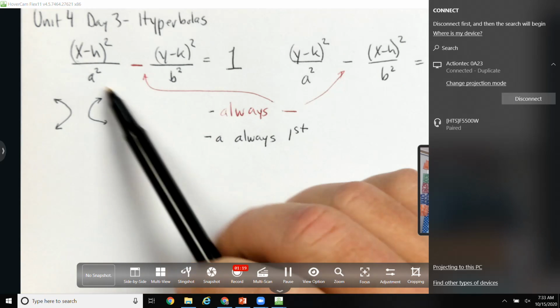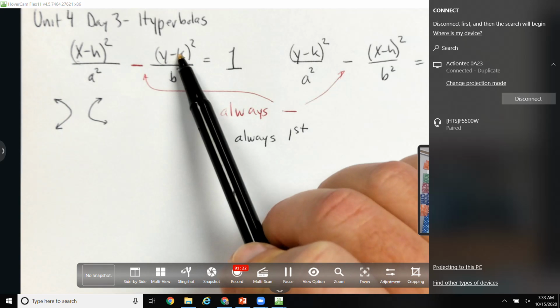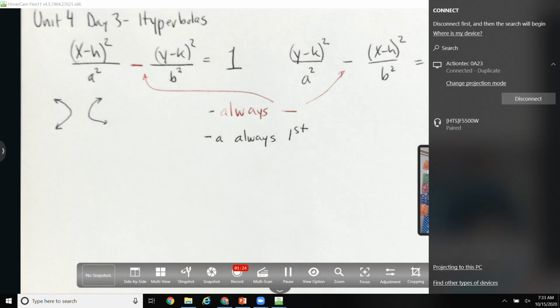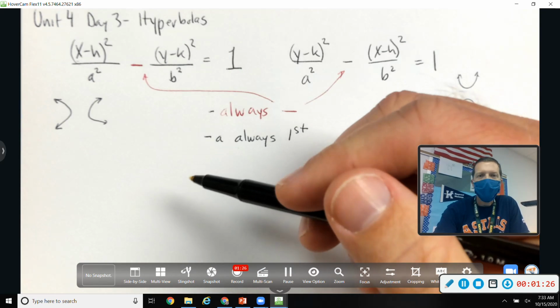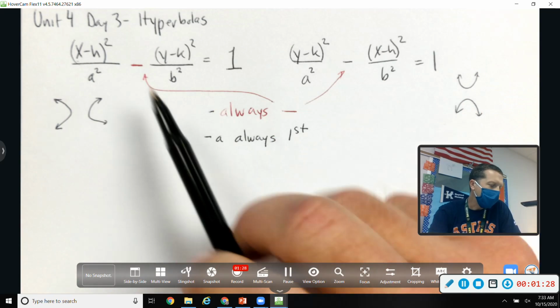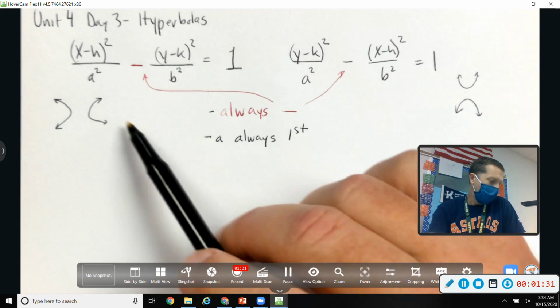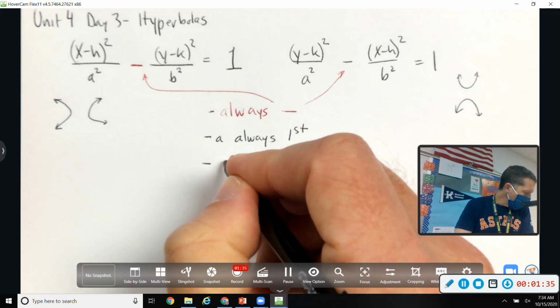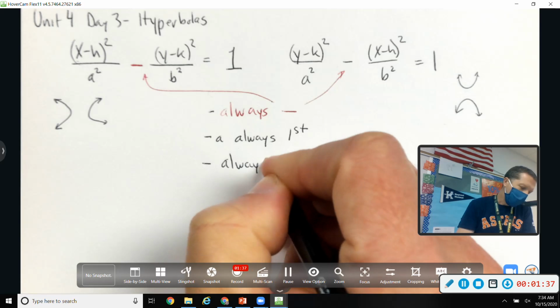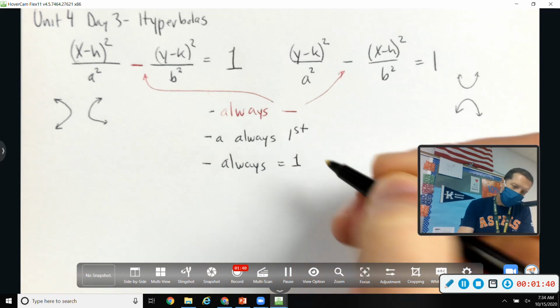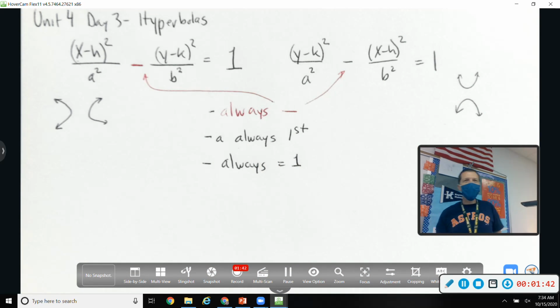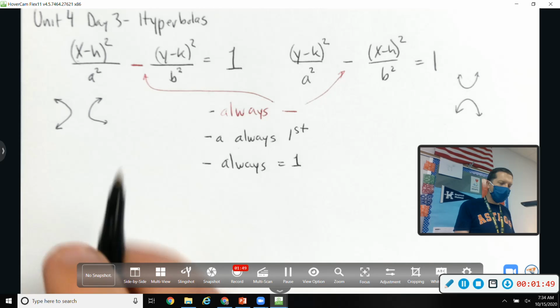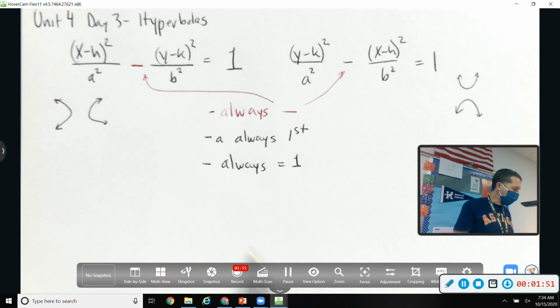Whatever's under, we'll find the center the same way. If it's under X, go left and right. If it's under Y, go up and down. So there's a lot of similarities between ellipses and hyperbolas, even though their graphs look completely different. And then lastly, it's always equal to 1. So there's another similarity with an ellipse. The shapes look completely different, even though their equations are pretty similar.